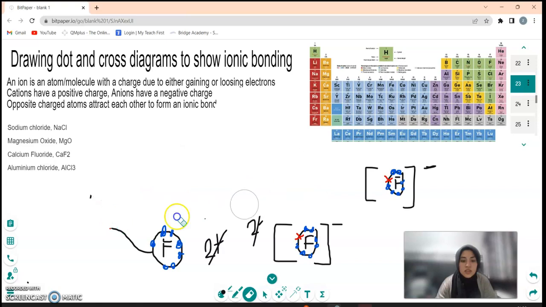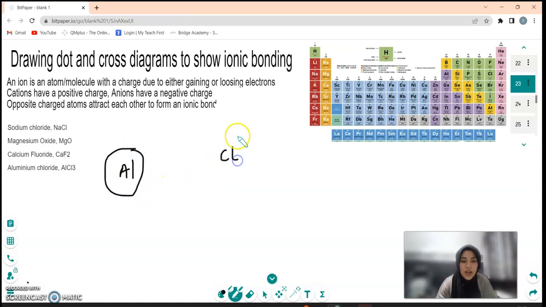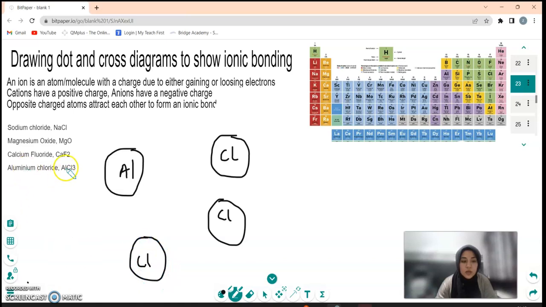So the last example is aluminium chloride. So I will give you a hint. So I want you to do this on your own. However, I will draw out the first part. So aluminium, and we have 3 chlorine atoms this time. So we're dealing with 1 aluminium and 3 chlorine atoms.